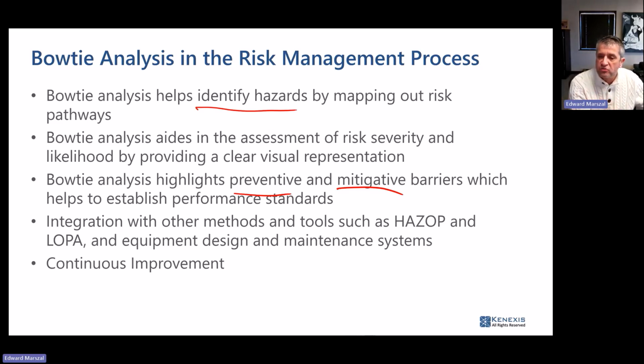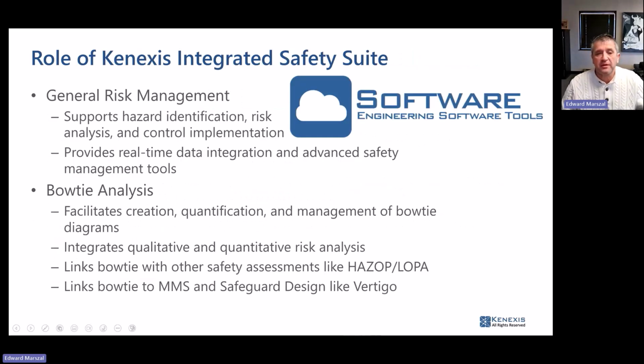So if you're using KISS, you don't lose anything from one stage to the next. You're going to be able to do your HAZOP, take that information over into a LOPA, take that information and carry it into the bow tie diagram. This all allows for continuous improvement and efficiency. So bow tie is part of the KISS suite. It's going to support your overall risk identification and risk management processes.